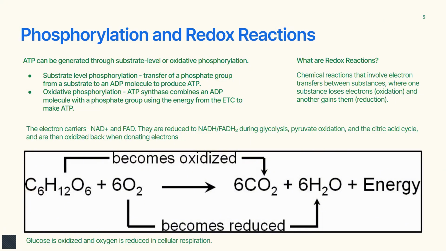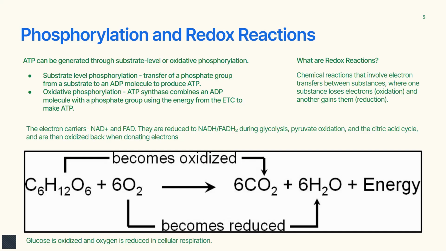Now for redox reactions. Redox reactions are chemical reactions that involve electron transfers between substances, where one substance loses an electron, when they are oxidized, and another one gains them, they are reduced. The electron carriers in cellular respiration carry electrons from one step to the other. In cellular respiration, they are NAD plus and FAD.